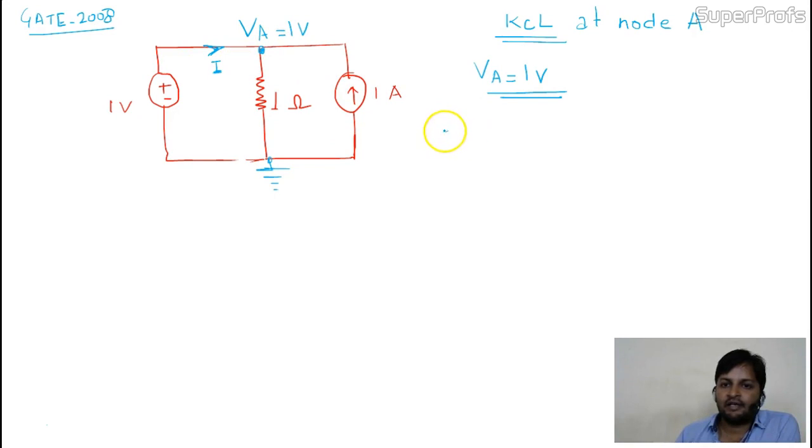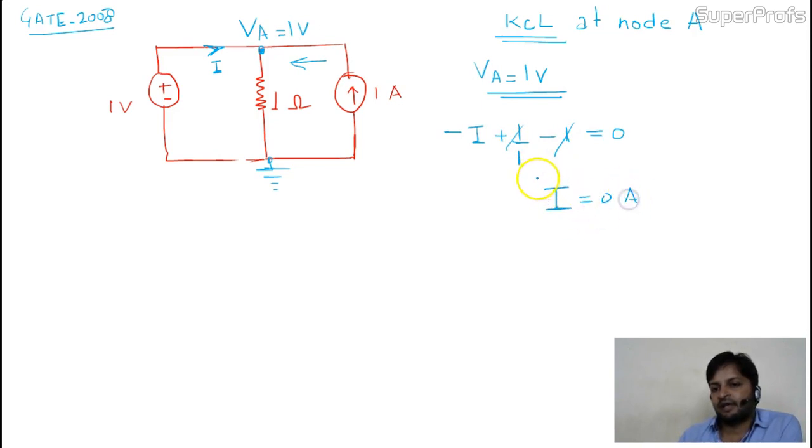The incoming current is I, so this I as it is. This current is 1 minus 0 divided by 1 ohm, which is 1 divided by 1. And here also there is an incoming current of 1 ampere, so with a negative sign, equal to 0. 1 and 1 get cancelled and I equals 0. This I is nothing but 0 ampere. Very simple. Do you have any doubt in this?